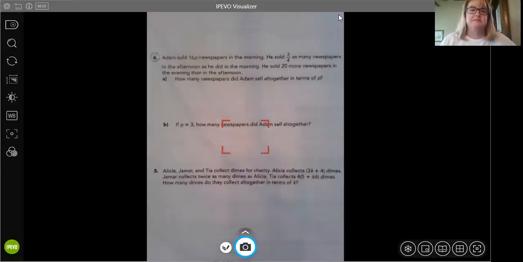Adam sold 16P newspapers in the morning. He sold 3/4 as many newspapers in the afternoon as he did in the morning. He sold 20 more newspapers in the evening than he did in the afternoon. How many newspapers did Adam sell altogether in terms of P? So if I'm reading this correctly, we've got 3 time periods in which he sells newspapers. We've got the morning, the afternoon, and then the evening. So let's write down what we know.